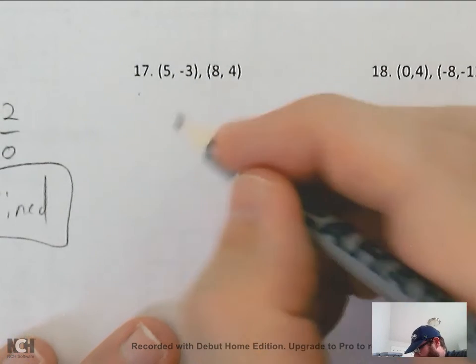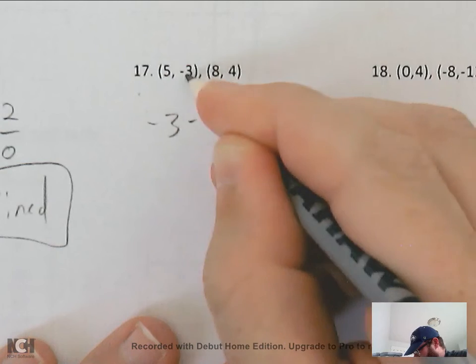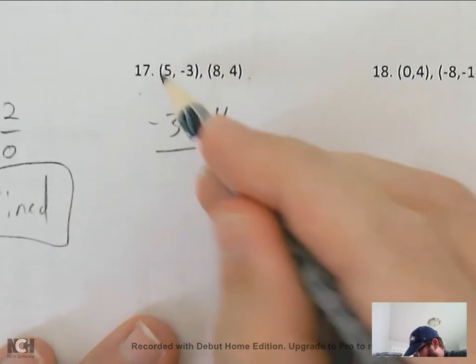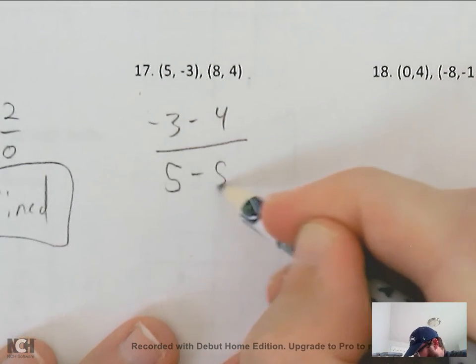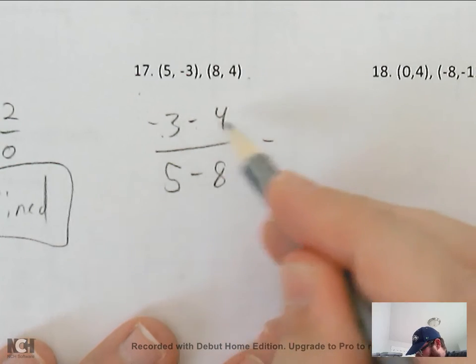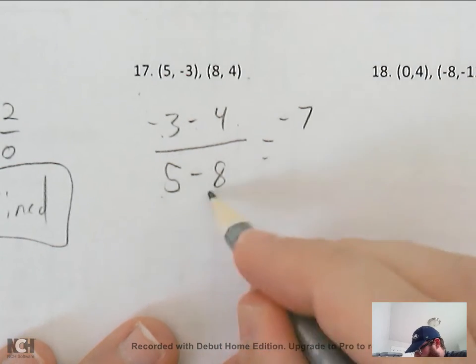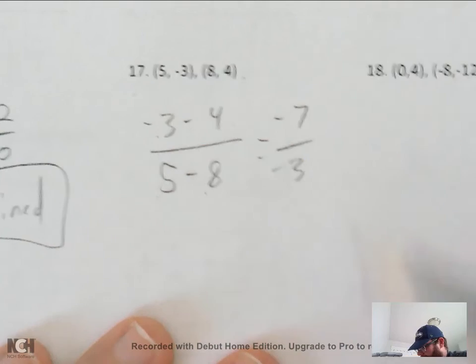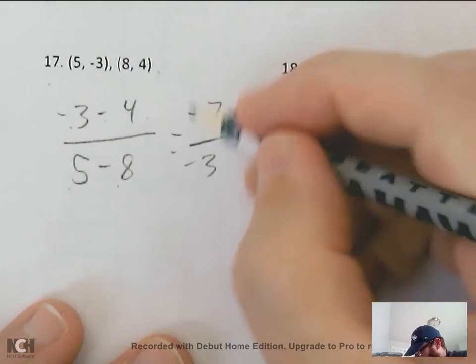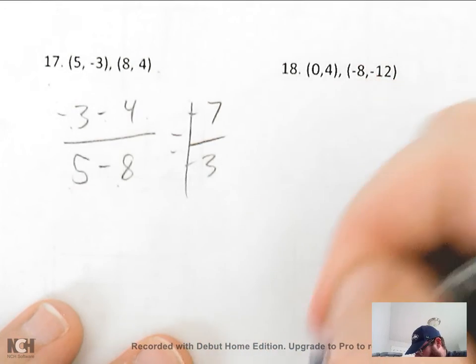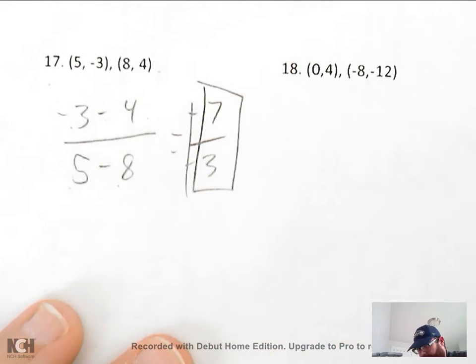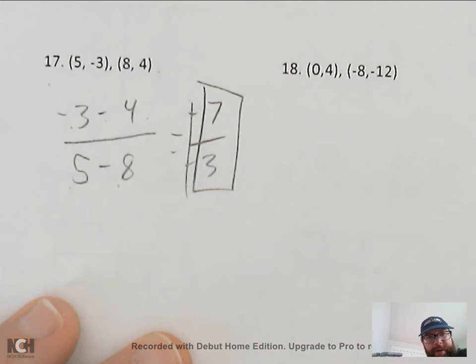Negative 3 minus 4 on this one. Again, the two y's all over the two x's, so 5 minus 8. So negative 3 minus 4 is negative 7. 5 minus 8 is negative 3. And those negatives would cancel out, become pluses, and 7 over 3 would be your final answer.